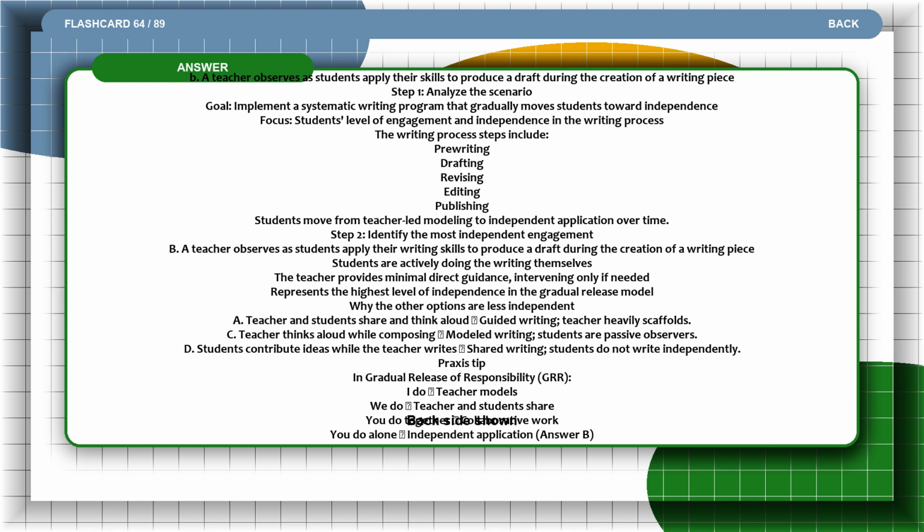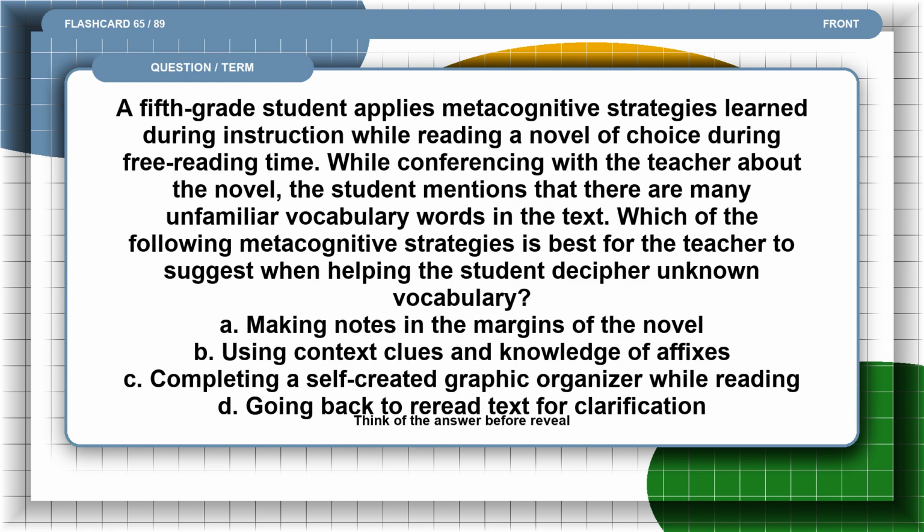Answer B. Flashcard 65. A 5th grade student applies metacognitive strategies learned during instruction while reading a novel of choice during free reading time. While conferencing with the teacher about the novel, the student mentions that there are many unfamiliar vocabulary words in the text. Which of the following metacognitive strategies is best for the teacher to suggest when helping the student decipher unknown vocabulary?